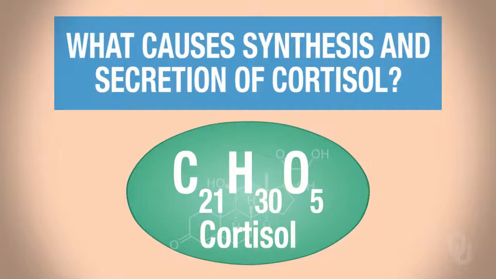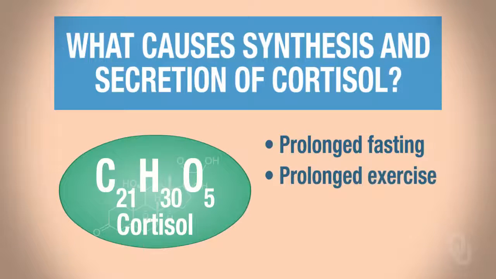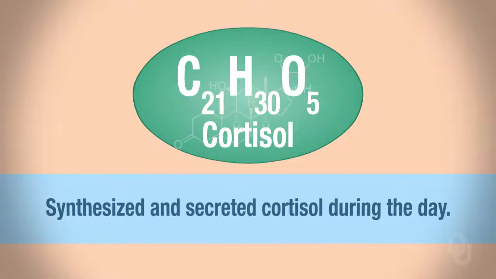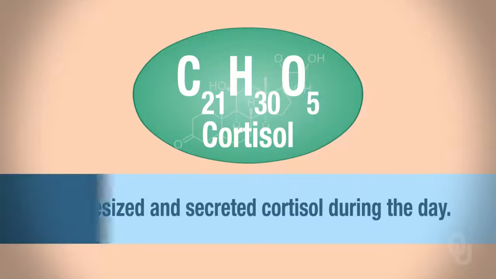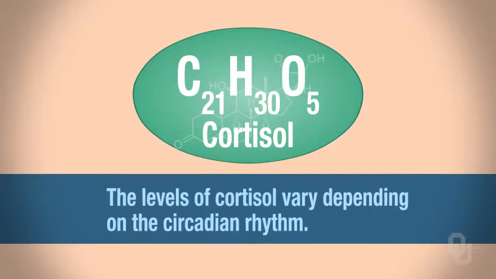Synthesis and secretion may be stimulated by prolonged fasting, by prolonged exercise, by stress, hence the reason cortisol is often called the stress hormone, and lastly, circadian rhythm. So we tend to synthesize and secrete cortisol during the day, and we do not secrete cortisol at night. So the levels of cortisol will vary depending upon the circadian rhythm.